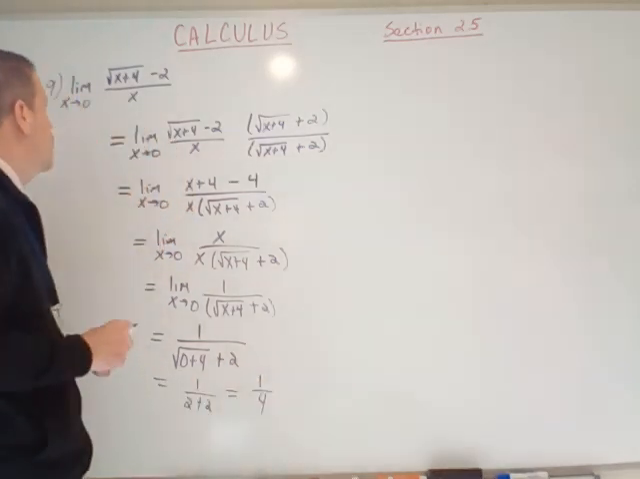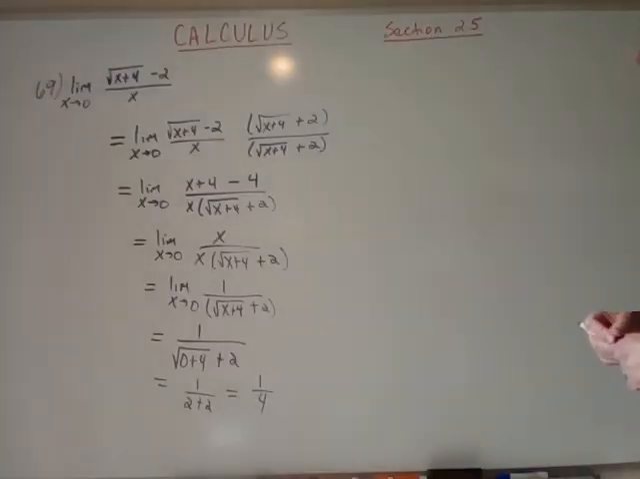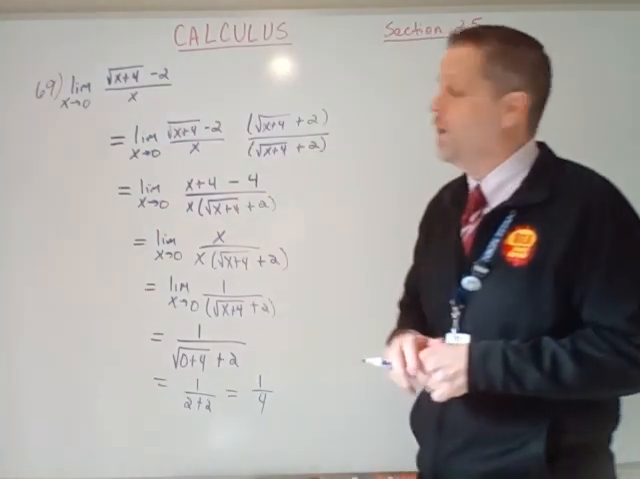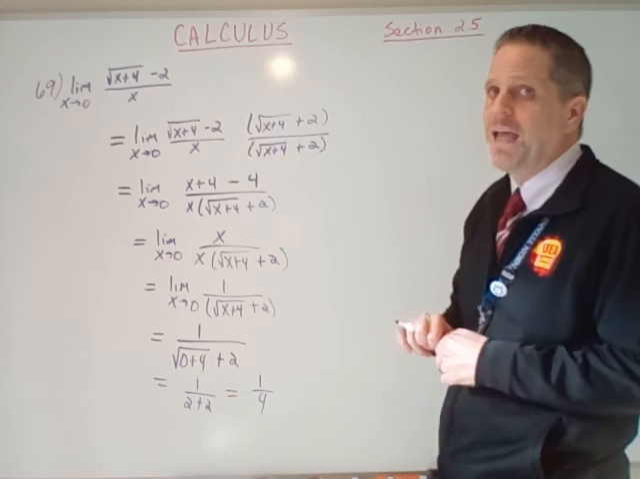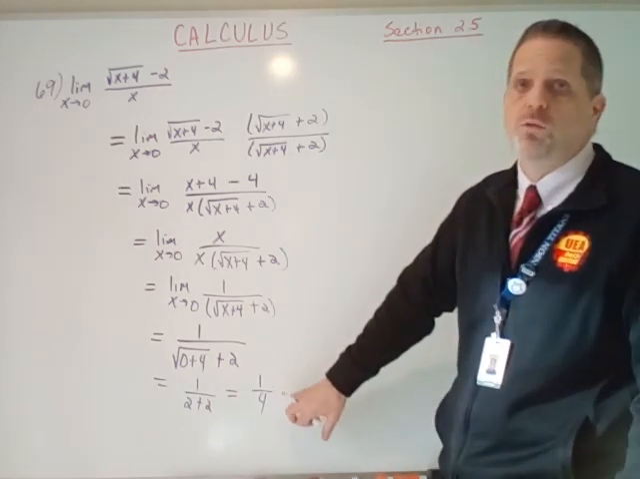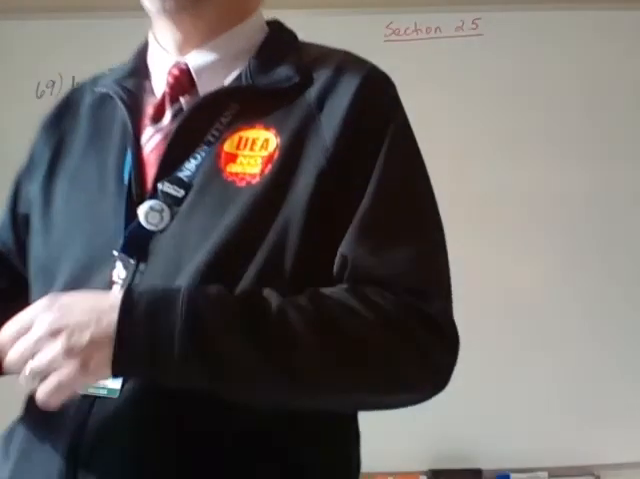So our answer here for this problem is 1/4, which is, again, the limit as x approaches 0 of the square root of x plus 4 minus 2, all divided by x. We did that by rationalizing the numerator here, and we ended up with a real number value of 1/4 at the end. Okay.